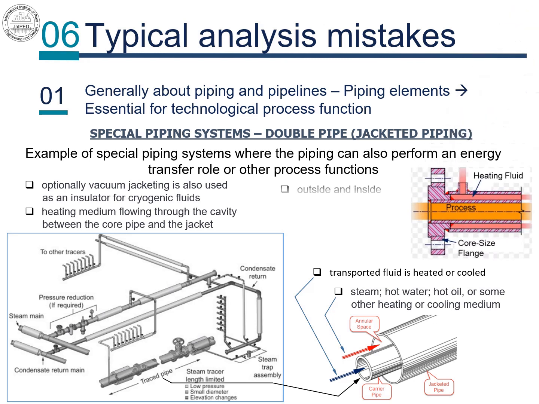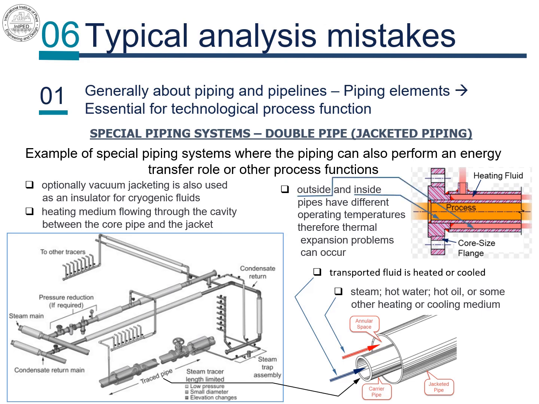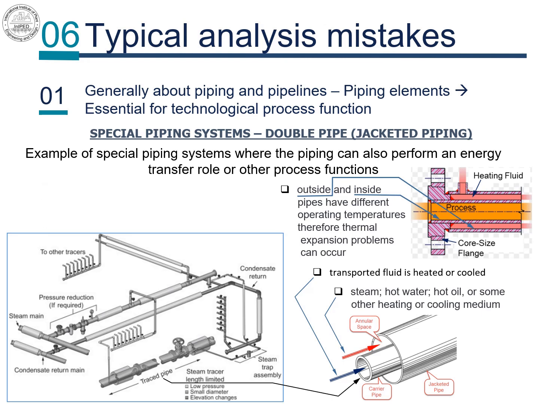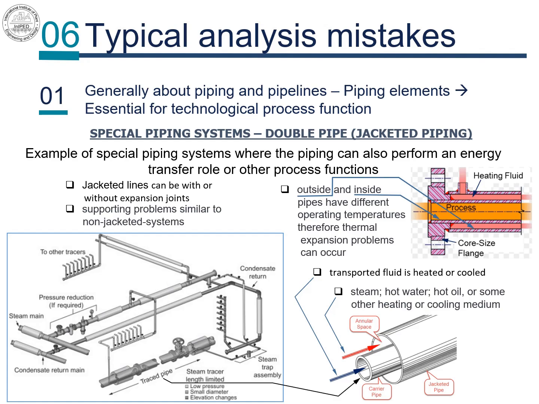Bearing in mind that in this case, outside and inside pipes, which form the whole, have different operating temperatures, it is obvious that different thermal expansion problems can occur. Therefore, it is necessary to solve these complicated challenges of thermal expansion compensation, while maintaining the piping stresses within the allowable limits. Jacketed lines can be mounted with or without elements for thermal expansion compensation. And supporting problems are similar to those of single piping non-jacketed systems.